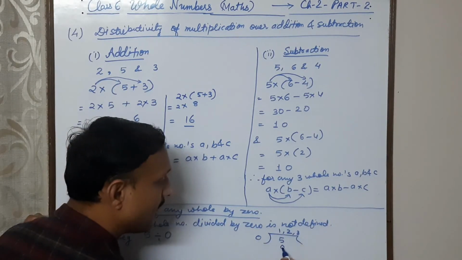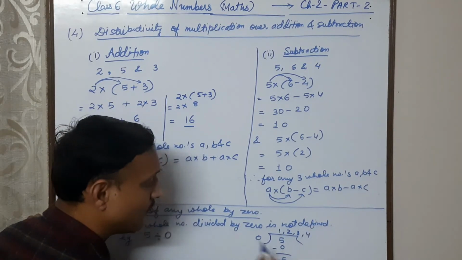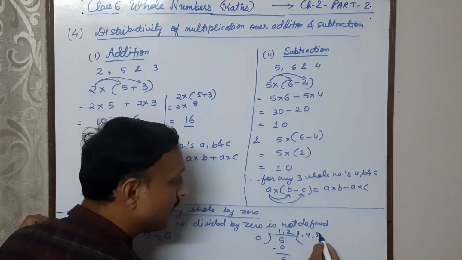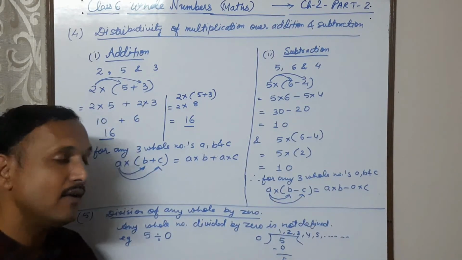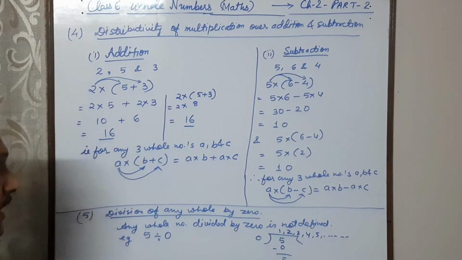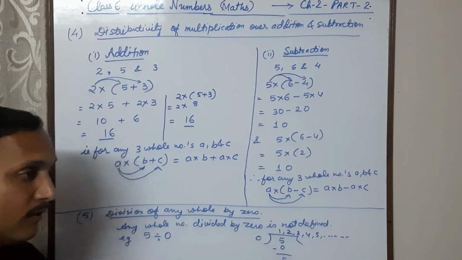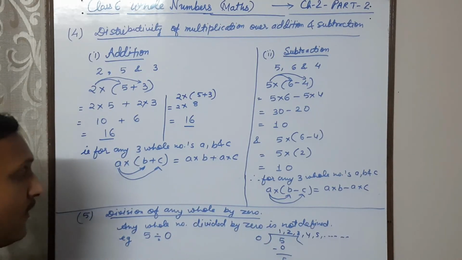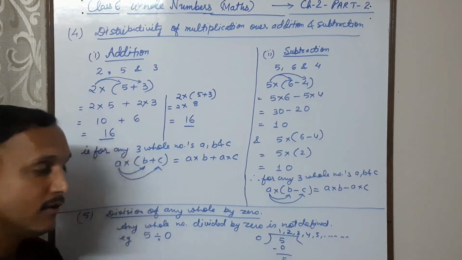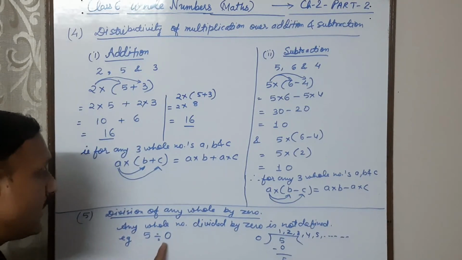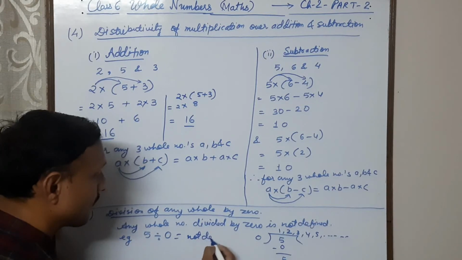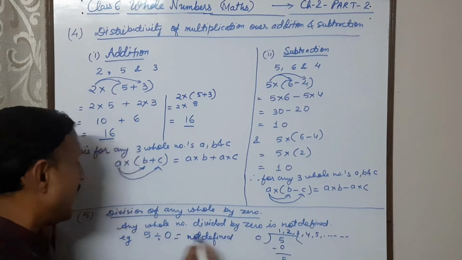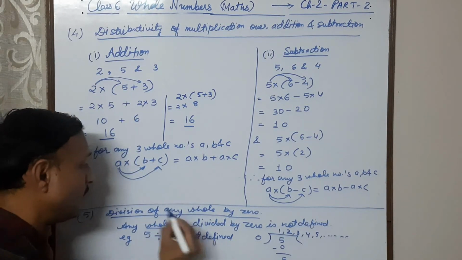Again the remainder we are getting is the same. 0 4s are 0. 0 5s, 0 6s, any number we try, we are getting the same result. The remainder we are getting is 5 only, and every time we are getting 0. That means we can't say which answer we have to write. So any number divided by 0 is undefined or not defined. This is useful: any whole number divided by 0 is undefined.